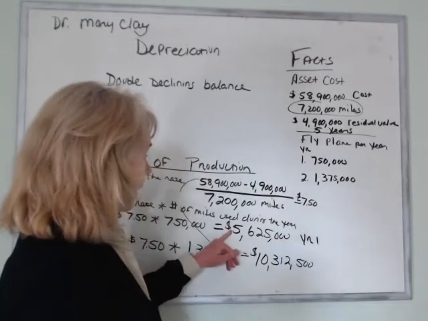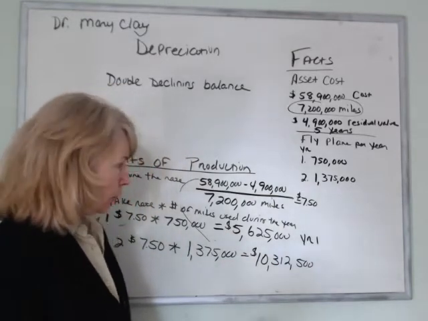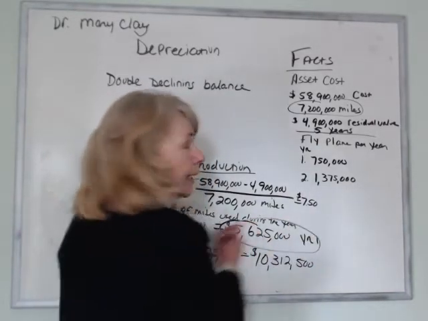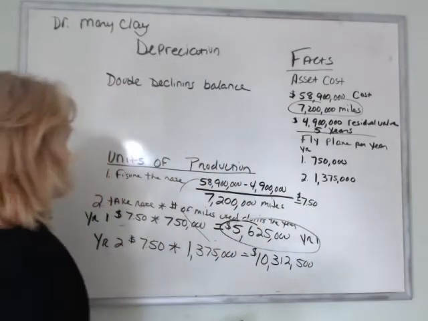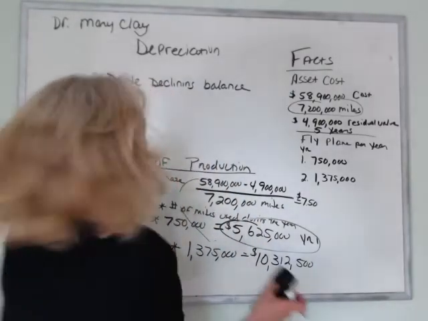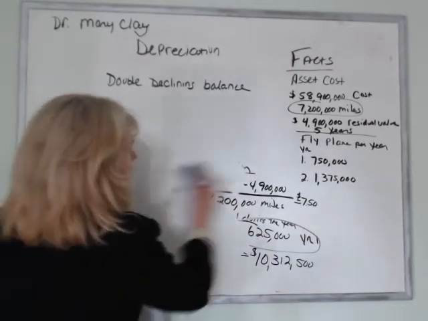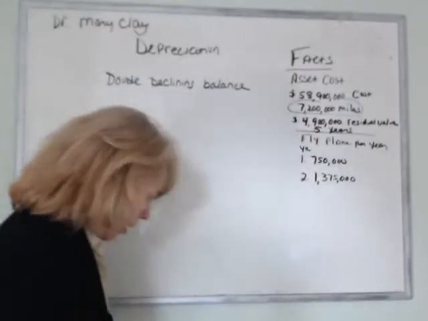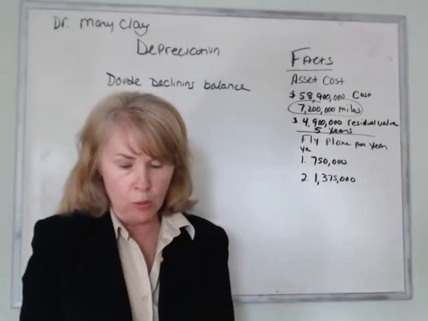So year one, it's 5,625,000. Year two, it's 10,312,500. All right, everybody, remember this number. We're going to need this at the end. Okay? All right. So I'm going to erase this now to have a nice, neat board. So I'm erasing. We now went over straight line and units of production. Okay? All right, so now I'm going to go over the most difficult one.